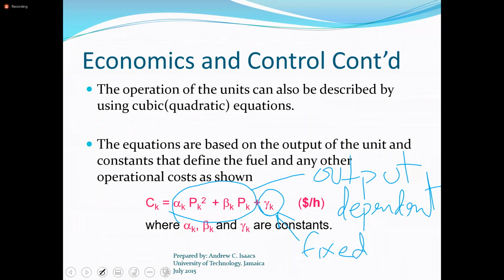And we can give the cost, whether in terms of dollars per hour or BTU per hour. That's the last time I'm going to say that, because from here on, we're just going to be focusing on the cost in dollars per hour. All right? So we have alpha times P squared plus beta P plus gamma, and that gives us our cost function. Earlier, we said that the incremental cost would be the differential of this function.